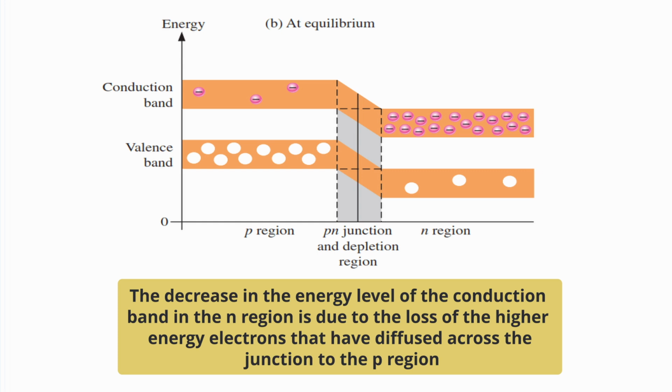The slope of the bend keeps on increasing until there is no more overlapping of the conduction band of the n side and the p side. At this point, the junction is said to have reached an equilibrium and the depletion region is complete, and the electric field now exactly opposes the diffusion forces.